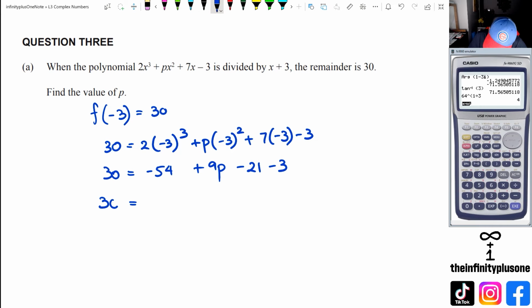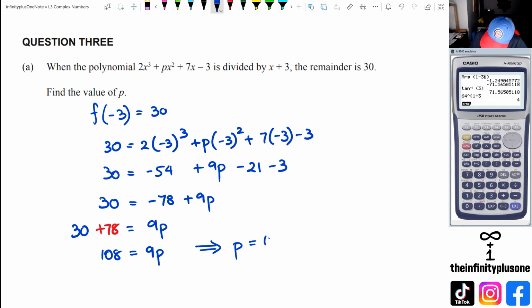So putting it all together, what are we going to get? 54, 21, 75, 78, negative 78 plus 9p, and then 9p equals 30 plus 78. So that's going to give us 108. So 108 is equal to 9p, which means p is equal to 108 divided by 9, which equals 12. So grades wise, achieved for this question. And we go to the next one.